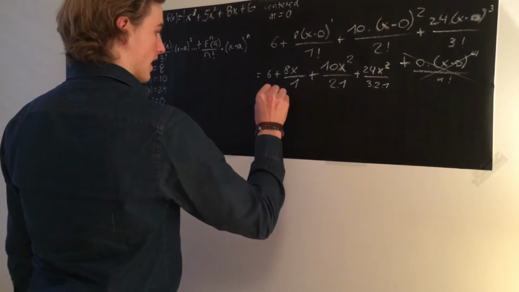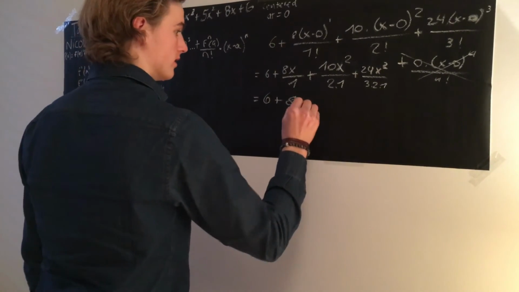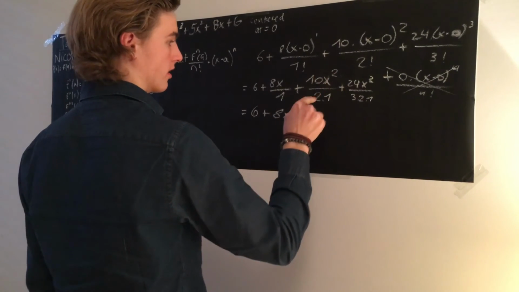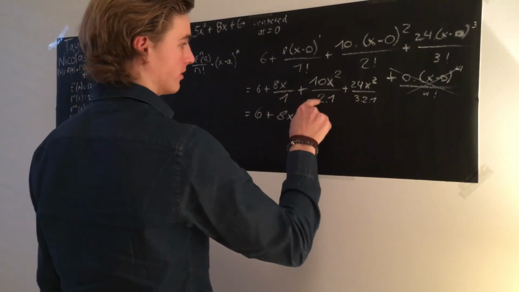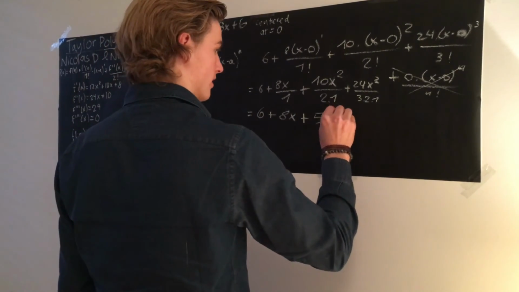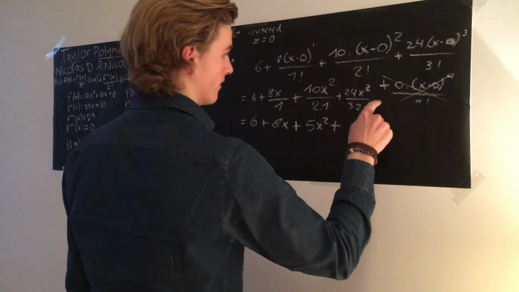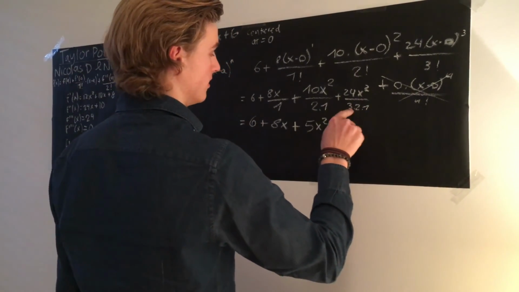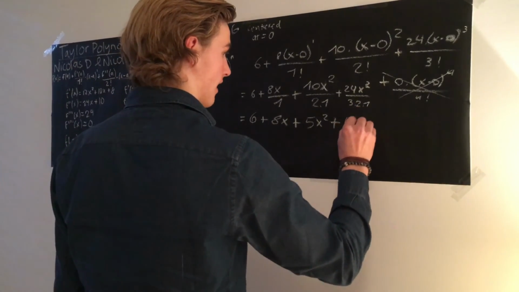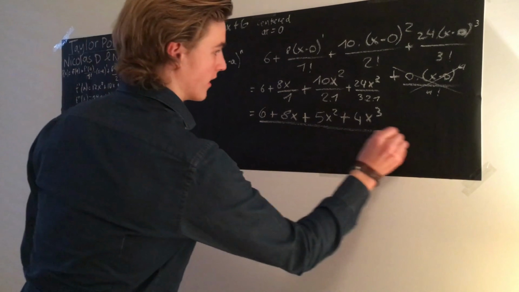Then finally we're going to have 6 plus 8x plus 10x squared divided by 2 times 1, which is 5x squared, plus 24x cubed divided by 3 times 2 times 1, which is 6, and 24 divided by 6 is 4. So you will have 4x cubed. And this is your final answer.